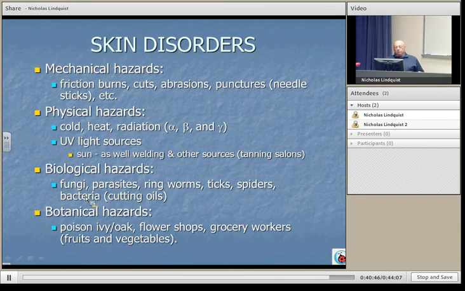Biological hazards are skin disorders that are caused by bacteria, fungi, parasites, insects, and so on. And then botanical hazards are those hazards to the skin that can be caused by some form of living plant life. Poison ivy is a good example. Also certain fruits and vegetables, or handling of those substances, or flowers.